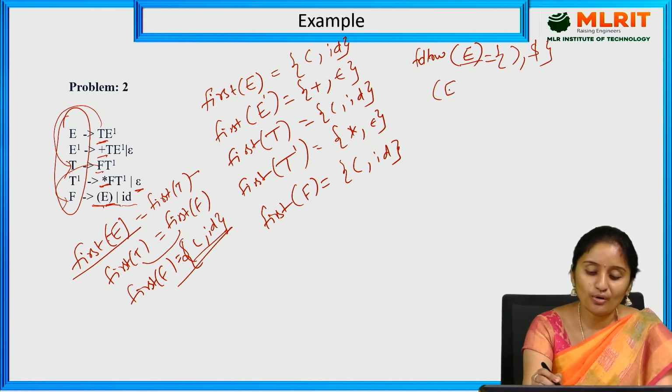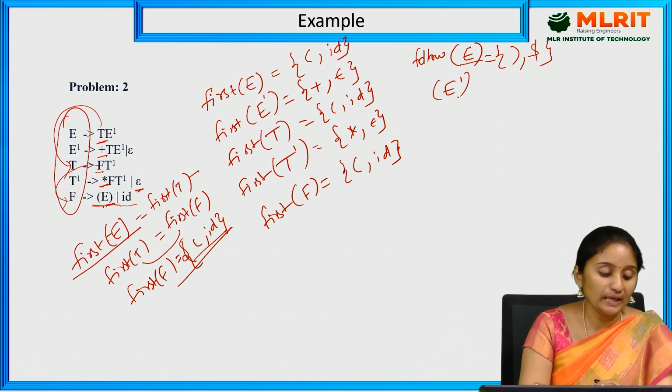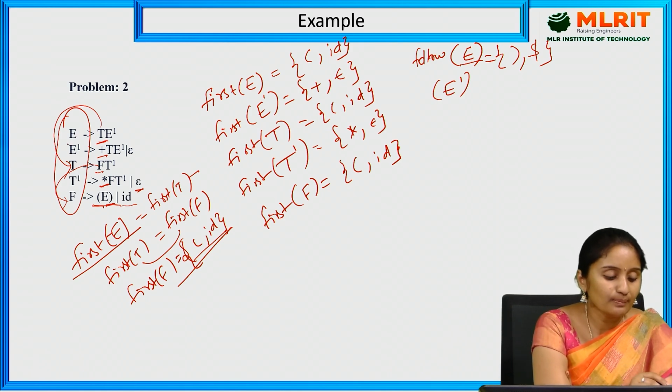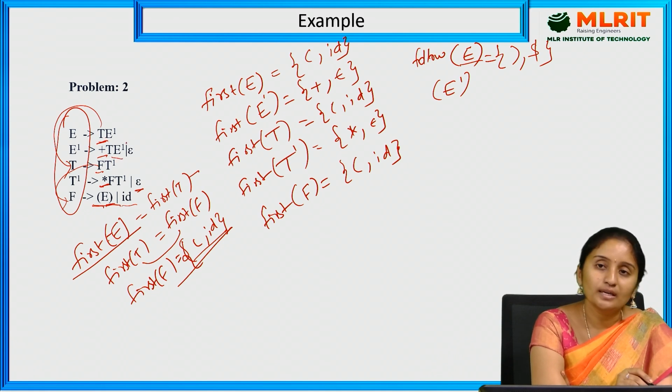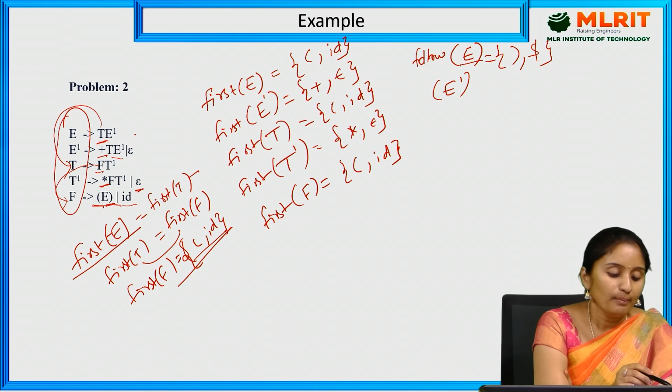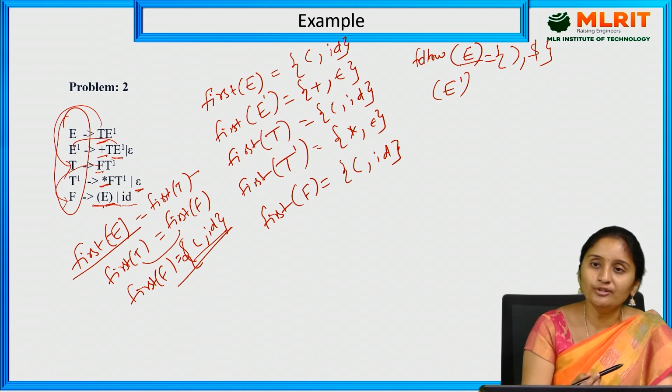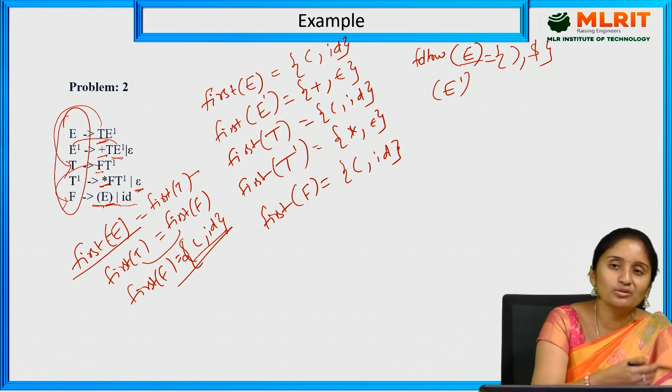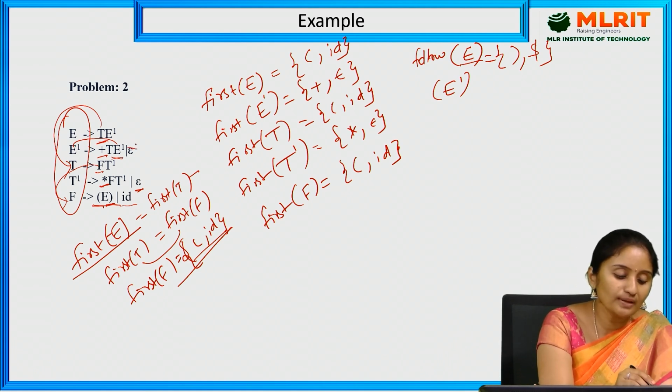Next, first of E dash. Here in the first statement, I have E dash, that is the end of my production. In the second statement also, I find E dash production. Here also it is the end of my string. By using the second production, follow of E dash is nothing but follow of E dash. I am going to derive E dash, then again it is also following E dash. So this statement is not working for me.